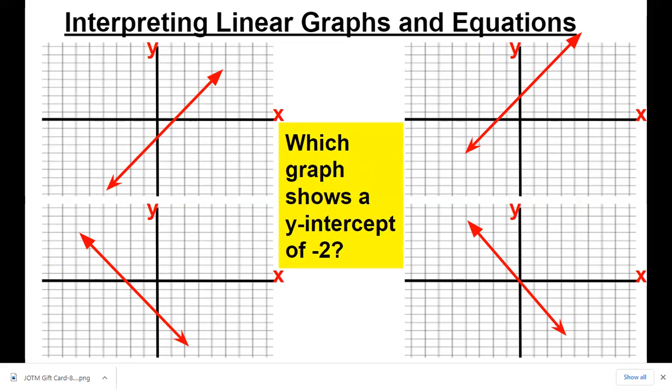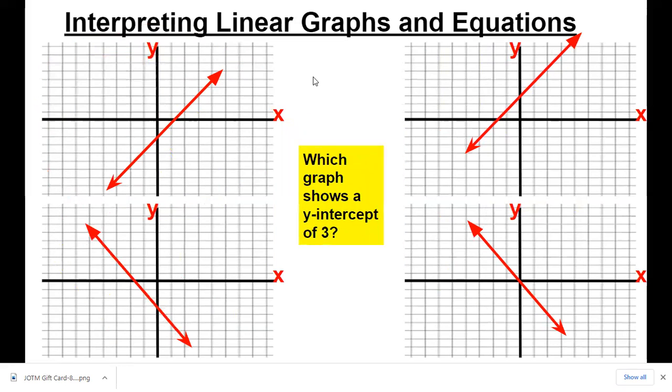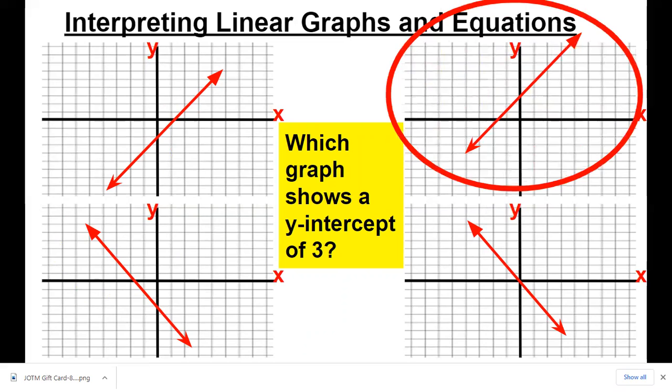Okay, which graph shows a y-intercept of -2? -2. Yep, there it is, right here, -2. The line crosses the y-axis at -2. Which graph shows a y-intercept of 3? Yep, right there, it's at 3. The line has shifted up 3 from the origin.